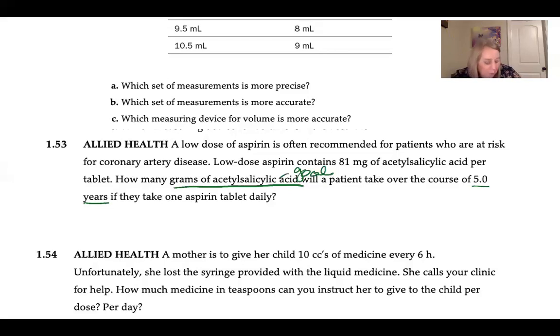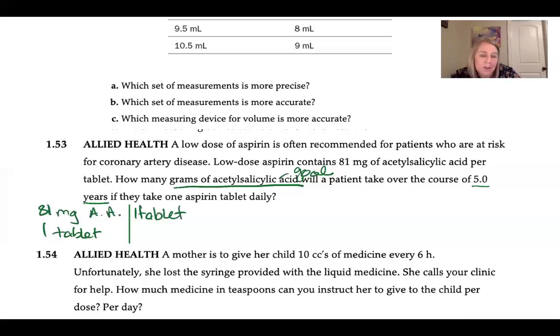What are we given? Well, we're told that a person is getting 81 milligrams, and I'm just going to abbreviate acetyl salicylic acid that way. So I'm tagging. Remember, tag, tag, tag. Show those units and tell me what it's for. Per tablet, okay? So per 1 tablet. And I want to know how many grams am I going to get of acetyl salicylic acid per year if we take 1 aspirin tablet daily. Okay, so we're going to take 1 tablet.